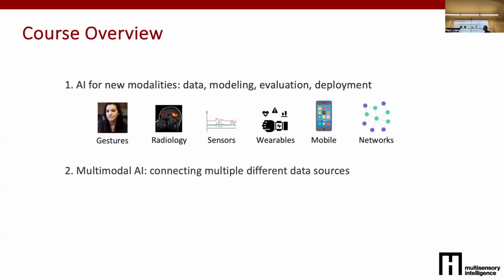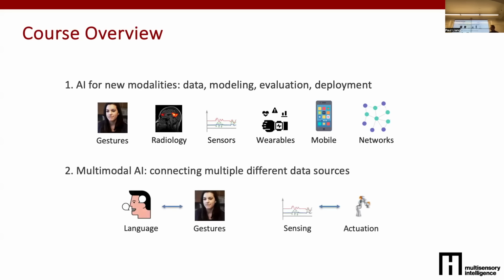Naturally, the second theme of the course is going to be about multimodal AI. There's many applications that people have mentioned where you have to connect different data modalities together. So for example, you might want to connect language and gestures to holistically understand a person and their social interactions. You might have to connect sensing and actuation and have a loop that senses and takes actions, and senses and takes actions multiple times.